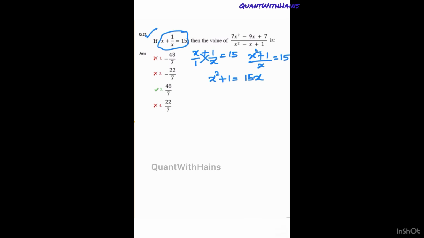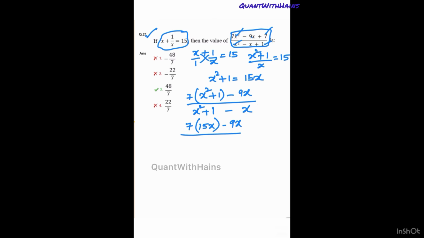Now they are asking this value. We can observe that here x square is there, here only 7 is there, x square is there, 1 is there. That means we can take 7 common in the numerator. We get this and minus x will write here at the end. Now coming to the denominator also, we'll write x square plus 1 terms together and minus x. We'll substitute x square plus 1 as 15x. That is 15x minus 9x by 15x minus x.